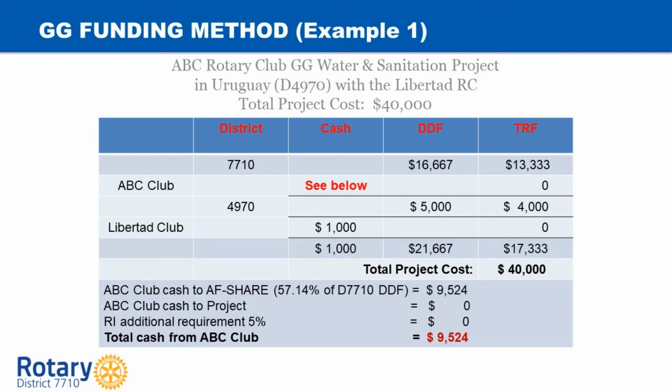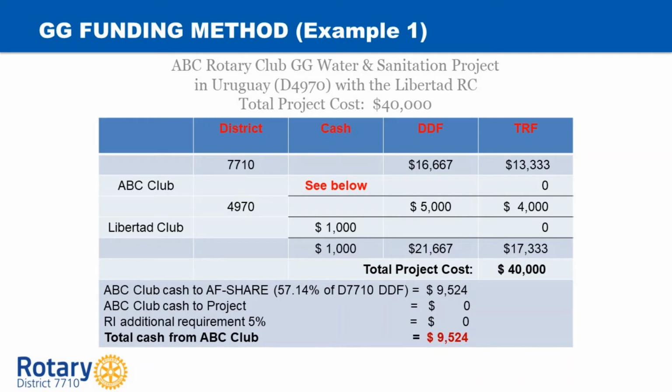All we ask is that the ABC Club put in $9,524 into this year's annual fund, and that will release the $16,667 in DDF from our district. So here's a recap. If your club submitted this grant, you would have funded a $40,000 water and sanitation project for a contribution of $9,524 to the annual fund.